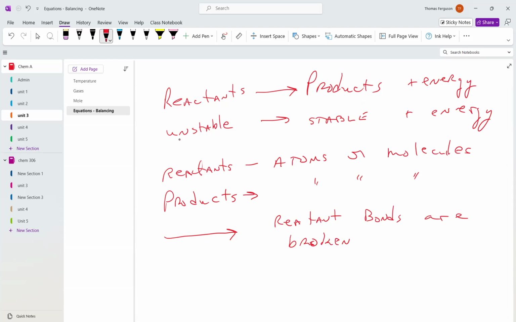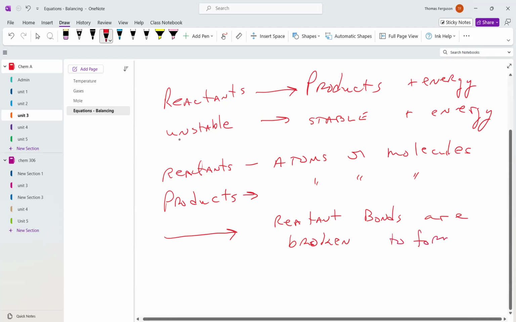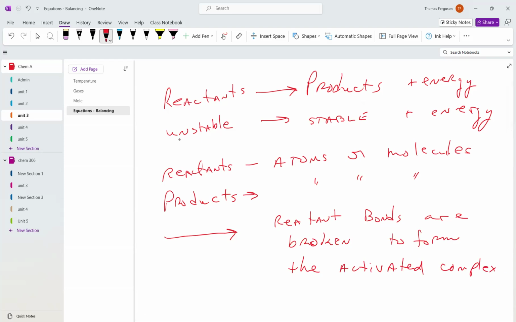Okay, so when the reaction starts, we have to break apart the bonds on the reactants, and they're all separate. And those form something called the activated complex. The activated complex is a mishmash of all the atoms from the reactants.